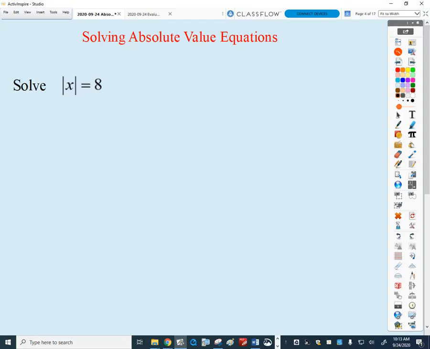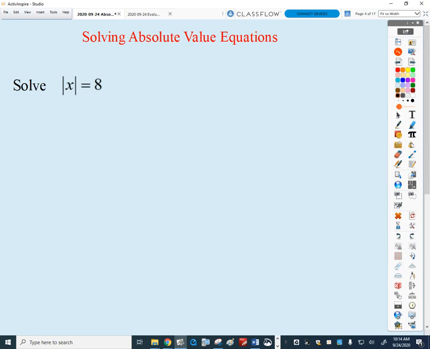Okay, we're going to move into absolute value stuff, and we're going to start off with solving absolute value equations. Okay, but I have to make a really important statement before we even jump into this here. When we're solving absolute value equations, you got to remember something.